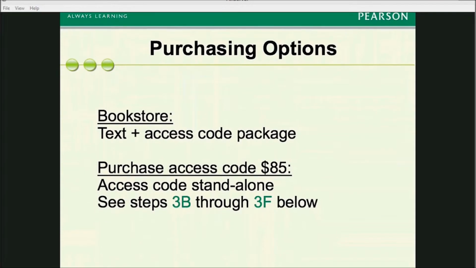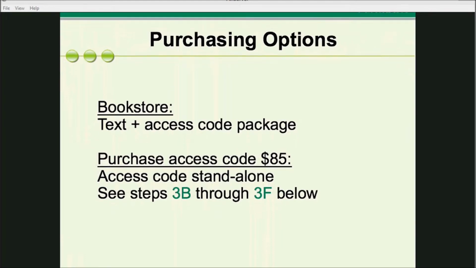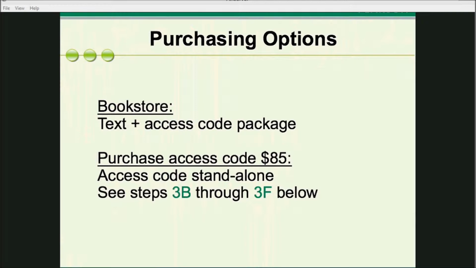So you have two purchasing options. You can buy your access code that comes with your textbook, and this is going to be the least expensive option. You can also purchase an access code outside of the textbook. If you already have the textbook, you can buy the code this way. It's a little bit more expensive, so you want to double check with the bookstore on the cost.